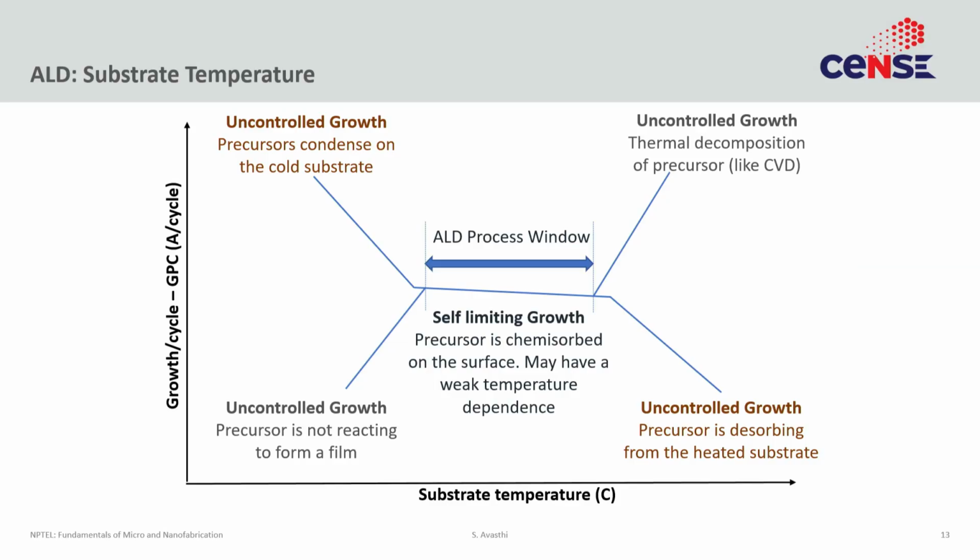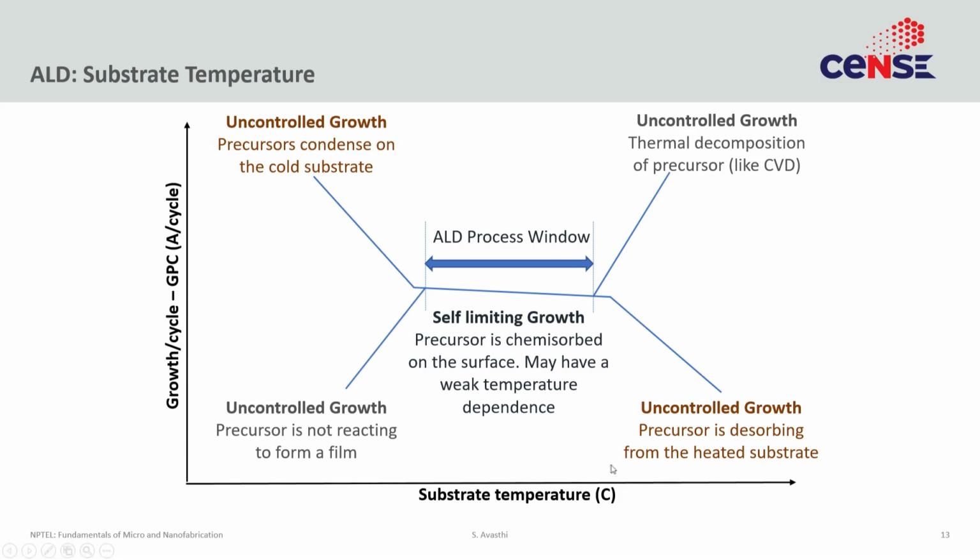Let's get started. So, one of the things we have not touched on till now, one of the parameters that you control during the deposition that we have not touched on is the substrate temperature. So, substrate temperature actually has a huge effect on ALD, and it's also something that must be optimized for a recipe. So, what are the various things that can happen?